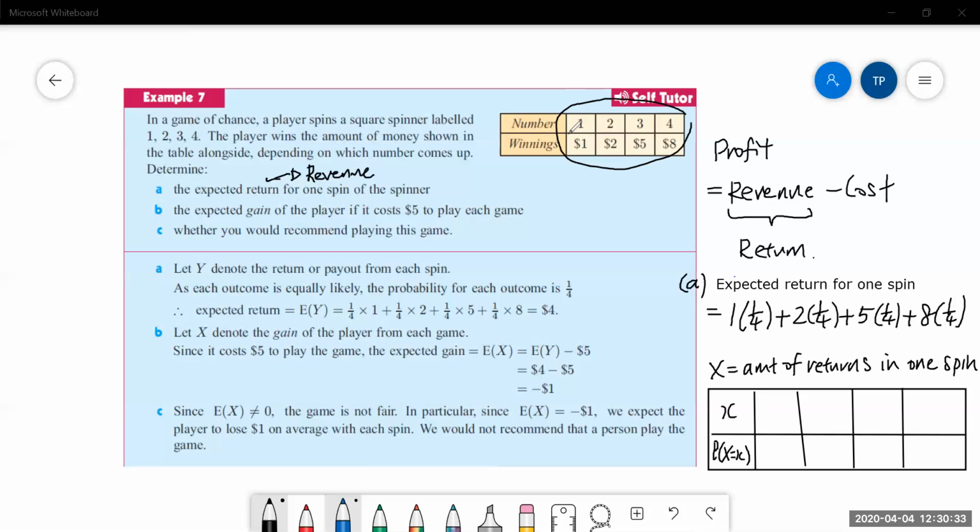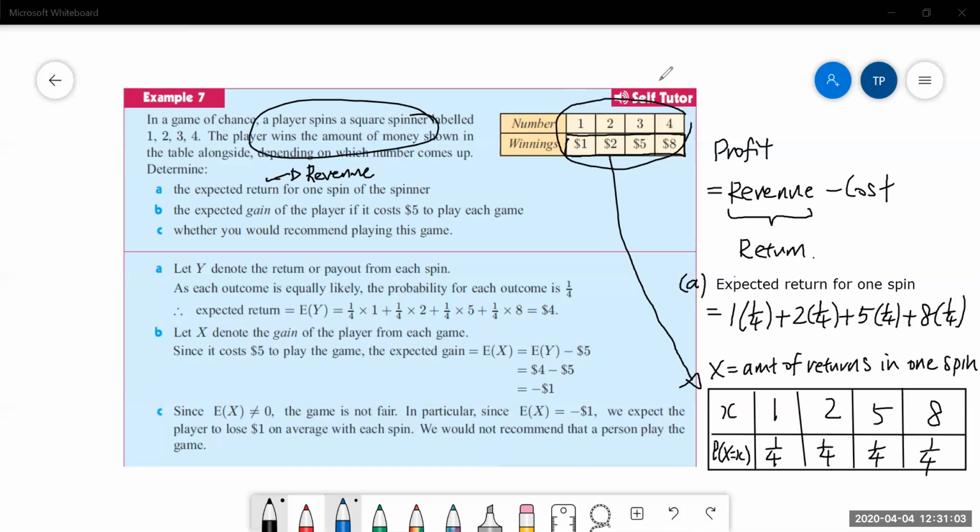So in this case, my bottom table, $1, $2, $5, will become my top table. So this will become 1, 2, 5, 8. And what's the probability of hitting a 1? It's a square spinner, so 1 over 4. This will be 1 over 4 also, and this will be 1 over 4 because it is unbiased. They did not mention it here, but they should in IB. That's why from here you are able to get to this: 1 times 1 over 4, 2 times 1 over 4, 5 times 1 over 4, 8 times 1 over 4. Understand? Very good.